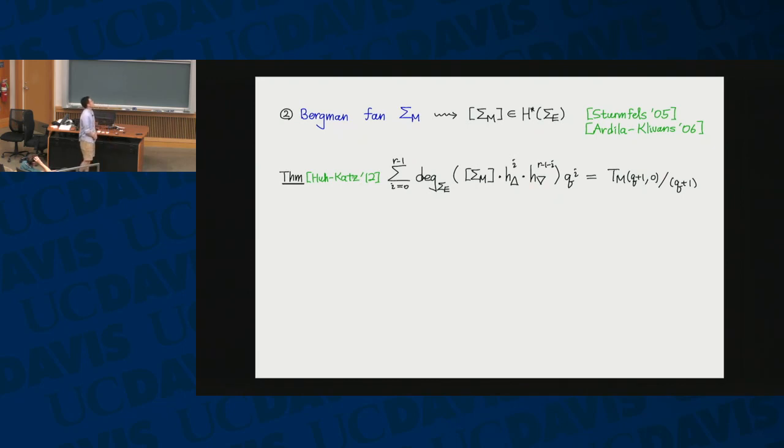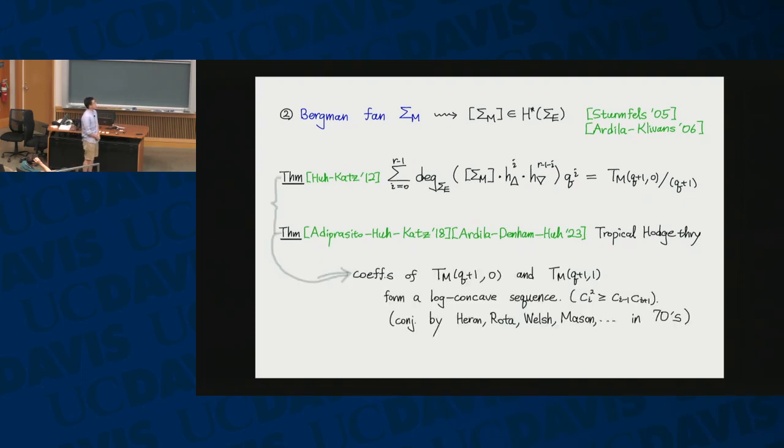Okay? And the significance of this theorem really shines through when you consider the tropical Hodge theory developed by Adiprasito, Huh and Katz, and Ardila, Denham and Huh, which when combined together resolves a roughly 40-year-old conjecture due to various people, including Heron, Rota, Welsh, Mason, and so forth, which states something like this. So the coefficients of, for instance, this specialization of the Tutte polynomial form a log-concave sequence. Log-concave sequence means that when I look at an entry, its square is greater than the product of its two neighbors. So this was a conjecture from the 1970s, open for many years.